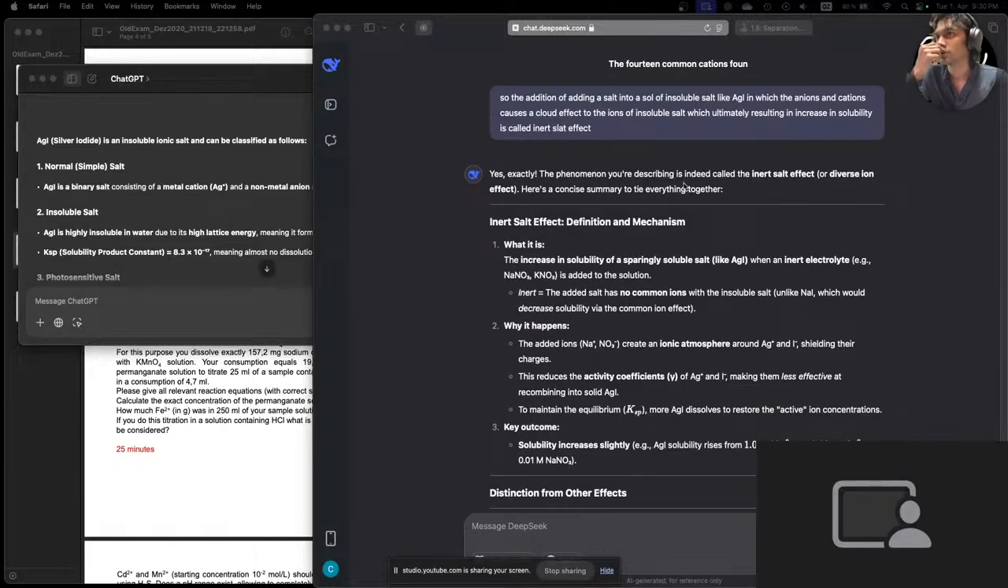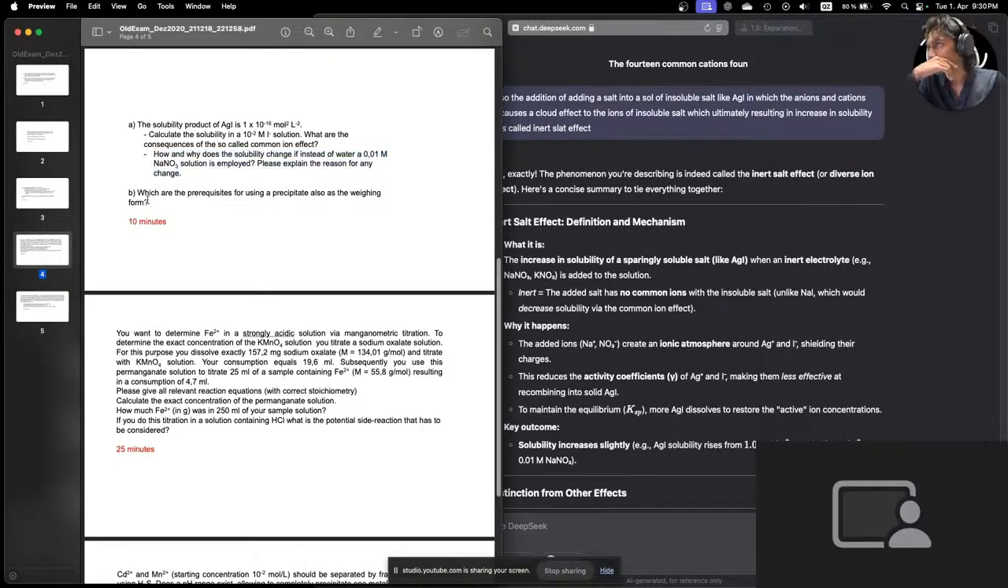Exactly. The phenomenon you're describing is indeed called the inert salt effect or diverse ion effect. Stop giving me new names. Okay. Inert salt effect. That's the effect caused by addition of sodium nitrate to the solution, causing ionic shielding, which ultimately results in increasing solubility. Okay, that's an interesting question.